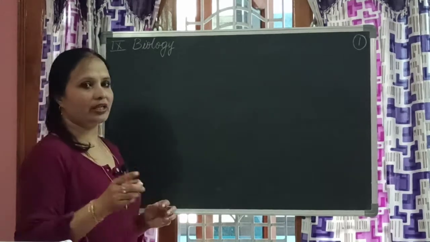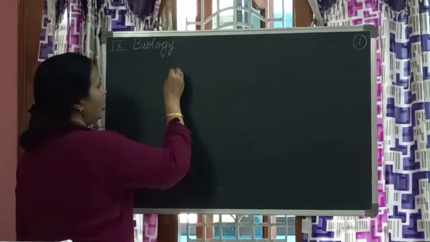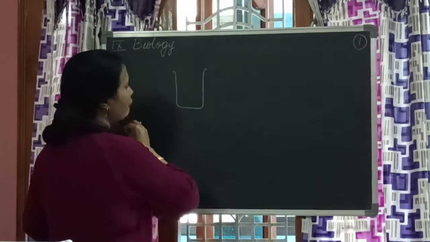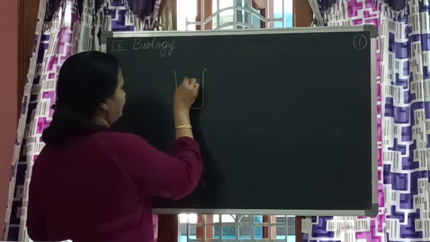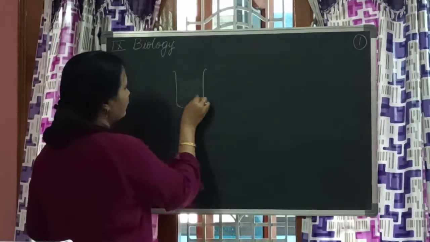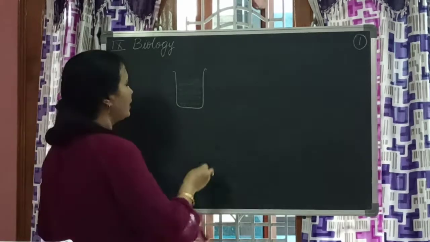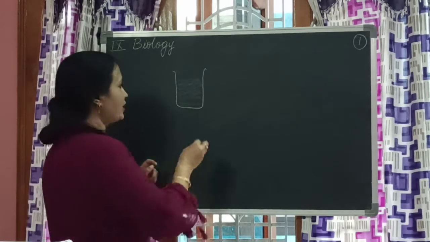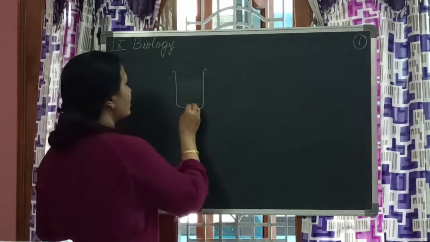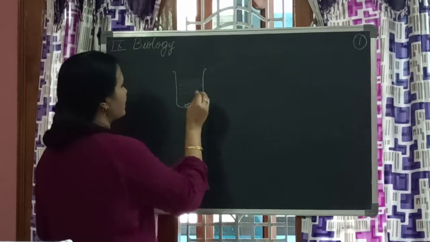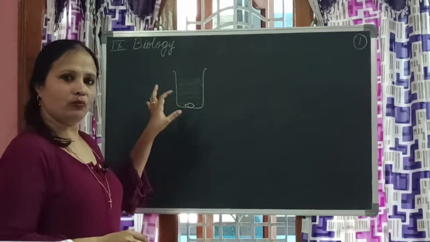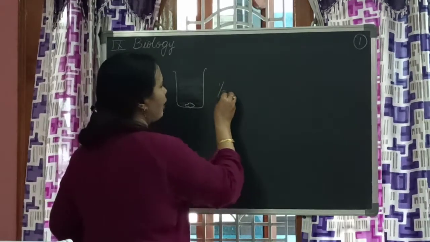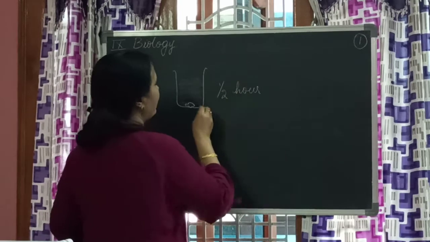Now what you need to take, in our lab activity, is a beaker filled with water. You need to fill a beaker with normal water, and then take one raisin. Raisin means dry grape. It will be folded because it is dry, so it will be like this, and keep it in the beaker of water. For how long you have to keep? You need to keep it at least for half an hour.